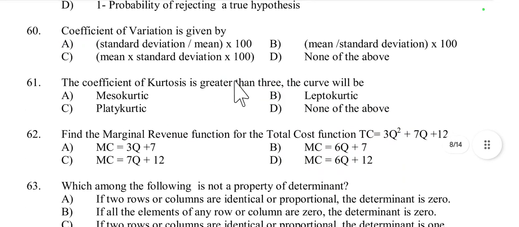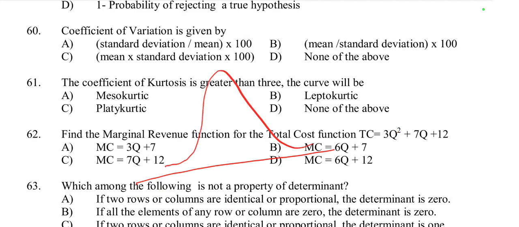Then question number 61, the coefficient of kurtosis is greater than 3, the curve will be mesokurtic, leptokurtic, platykurtic, or none of this. So the coefficient of kurtosis is greater than 3. If it is greater than 3, then the shape of the curve, first one is, this is leptokurtic, mesokurtic, or platykurtic.